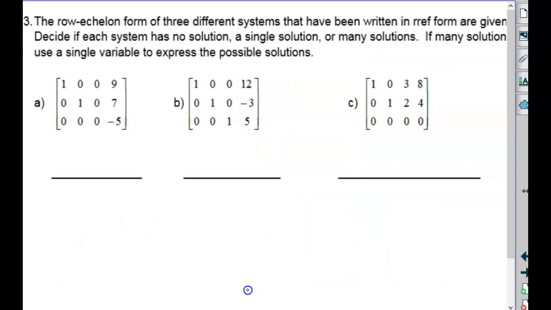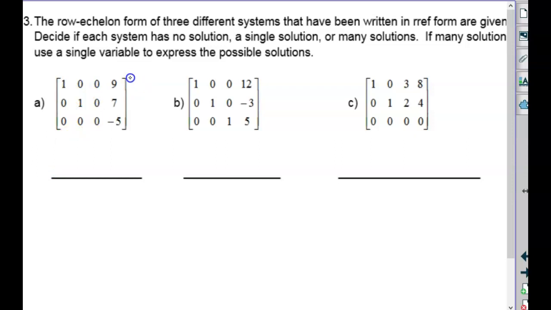Okay, so now we're to that question. I've given you 3 and you have to tell me which ones are solvable. It says determine if it's no solution, a single solution, or many solutions. If many solutions, use a single variable to express the possible solutions. I cannot tell you how many people last year just wrote many solutions and thought they were done. Be careful. And you have to tell me the solution if it has a single solution. I think that's what some people did too.